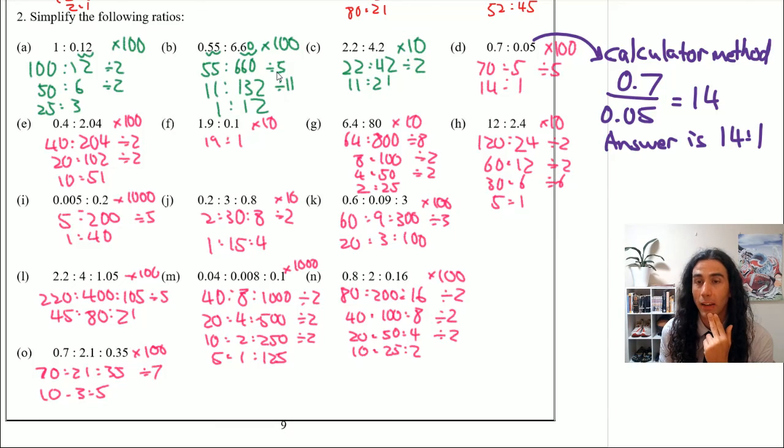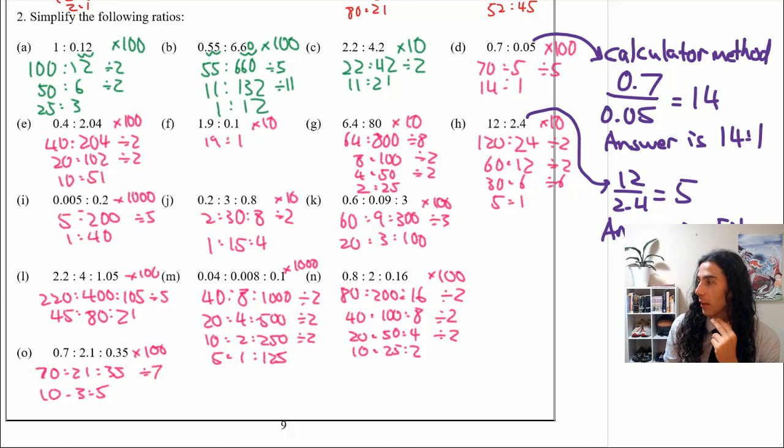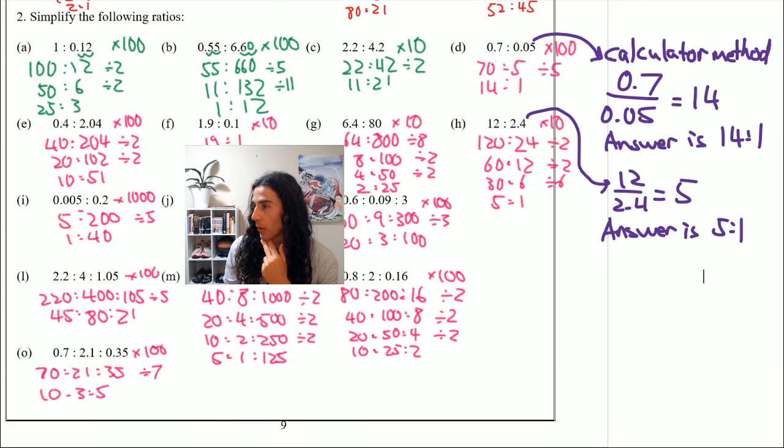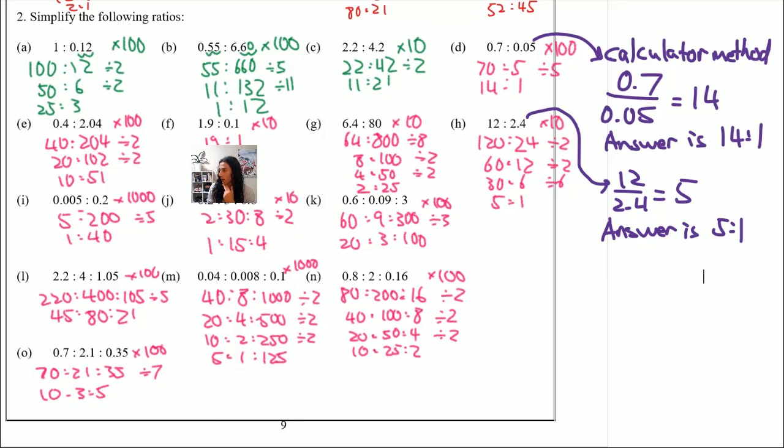Same with this one, the calculator method here. You do 12 over 2.4, you get 5. So the answer for the ratio is 5 to 1. Oh, me again. Run away. 5 to 1. I'm going to just put myself right in the middle here. Little questions. Don't mind me.